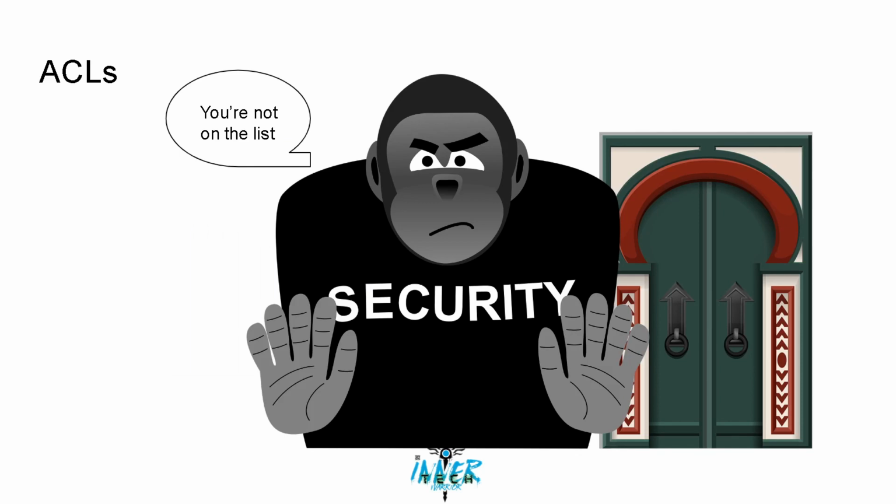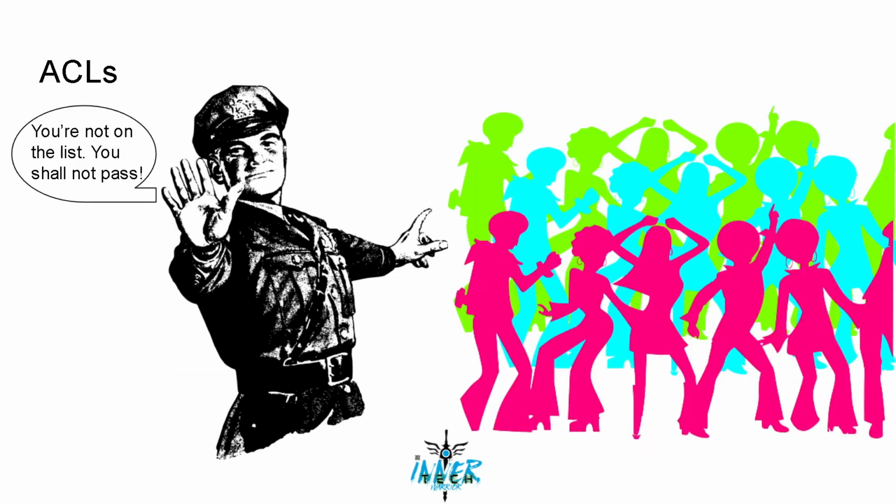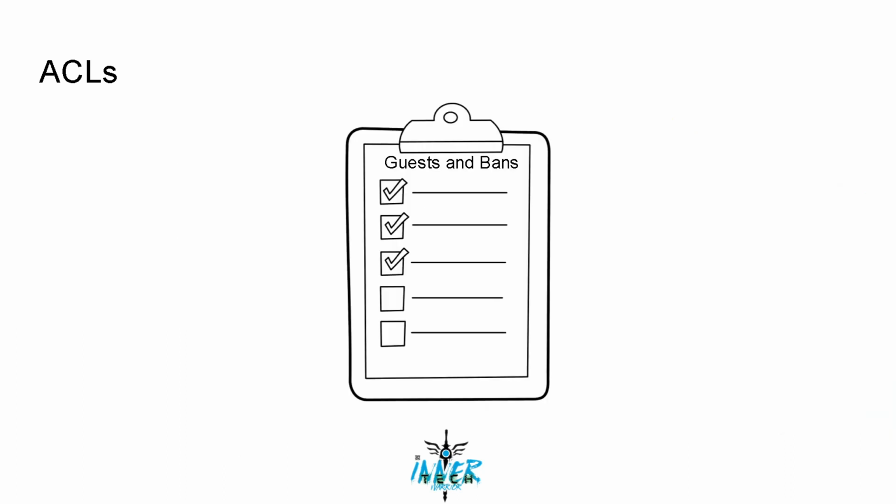ACLs determine who can access certain areas of the network. For example, let's say you're standing guard at a club, and you're only allowed to let certain individuals into the club area. The access control list would tell you who you could let in and who you can't let in. So essentially, an access control list is a list that tells you who is and isn't allowed inside.